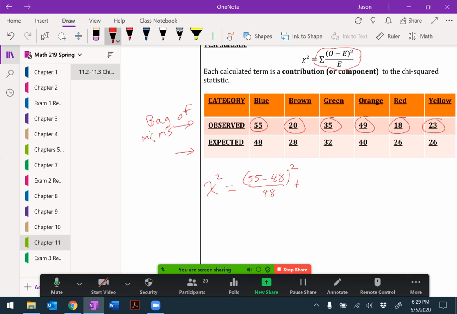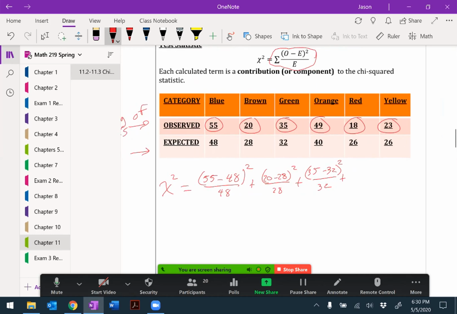So this was for blue. Now we want to do this for brown. This is 20 minus 28 squared over 28, plus 35 minus 32 squared over 32, plus 49 minus 40 squared over 40, plus 18 minus 26 squared over 26, plus 23 minus 26 squared over 26.